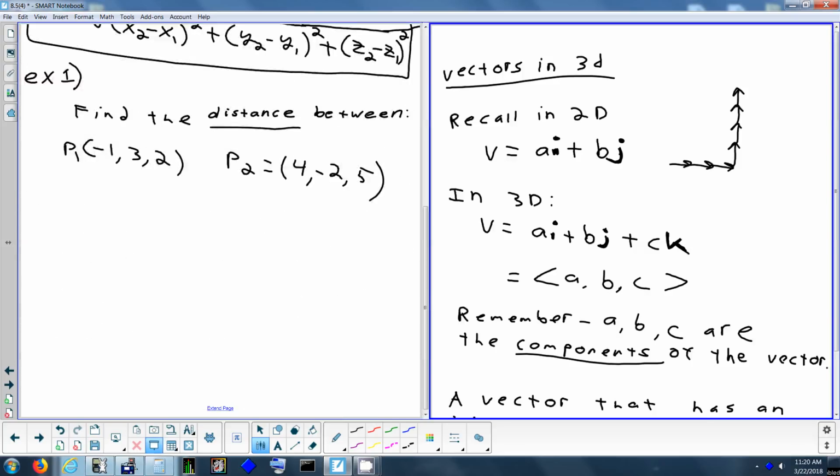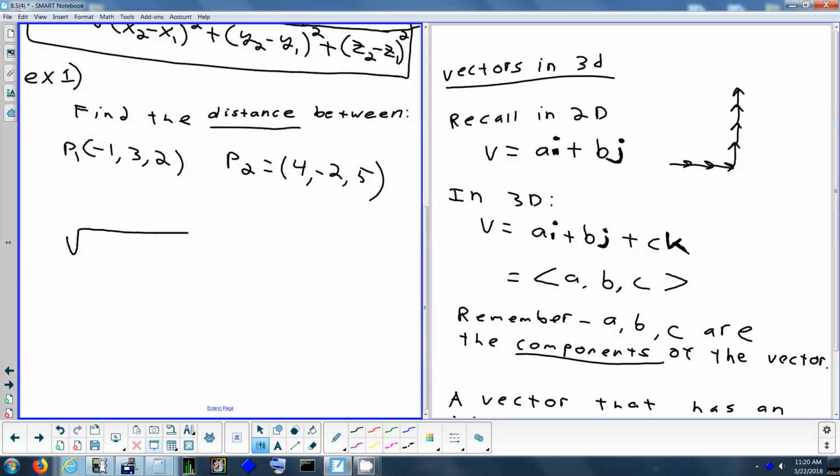Okay, so let's set it up. We've got square root of, and it's a good idea here because there's a lot of symbols, a lot of parentheses, subtractions, and squaring. I would just set it all up and leave room to plug everything in. Hopefully by setting it all up first, you don't forget to square something, or put all the symbols in the right spots. We're not even thinking about numbers yet. Just the template.